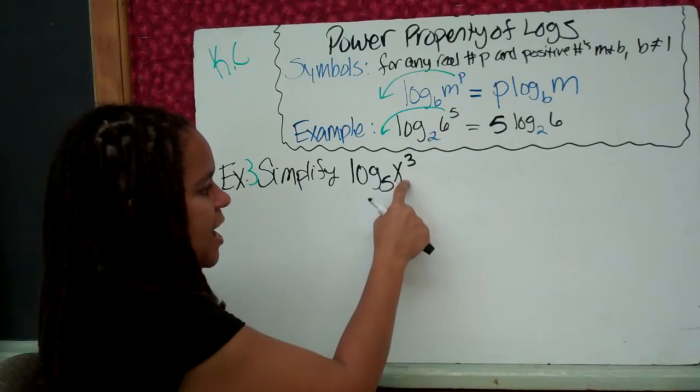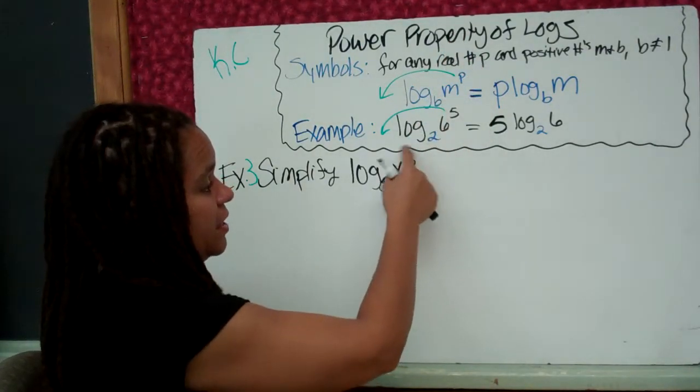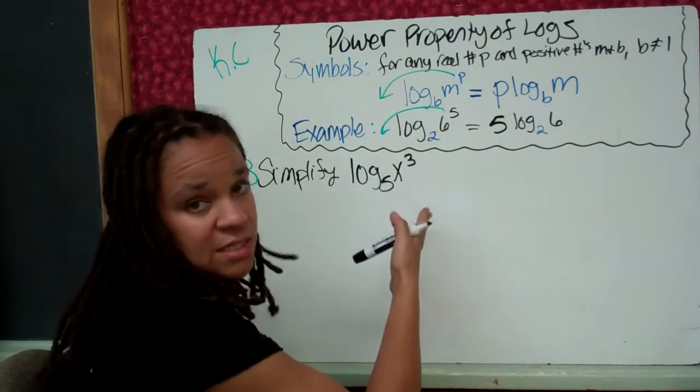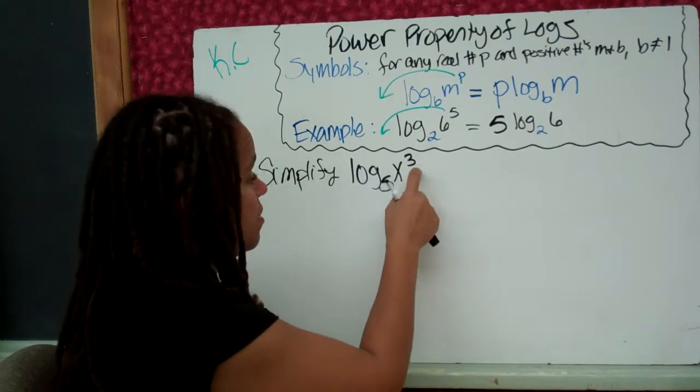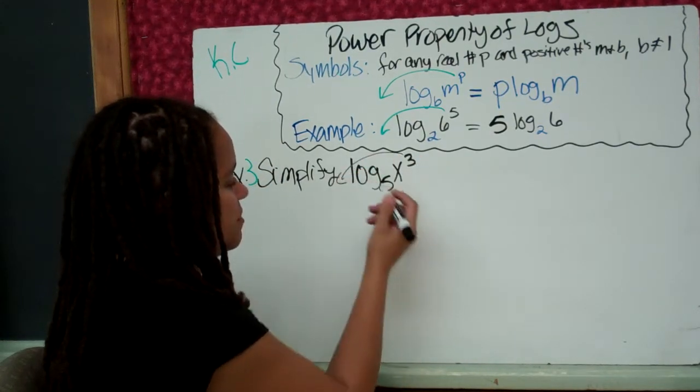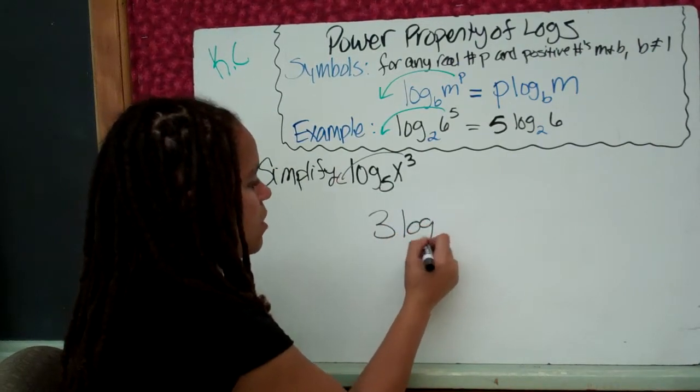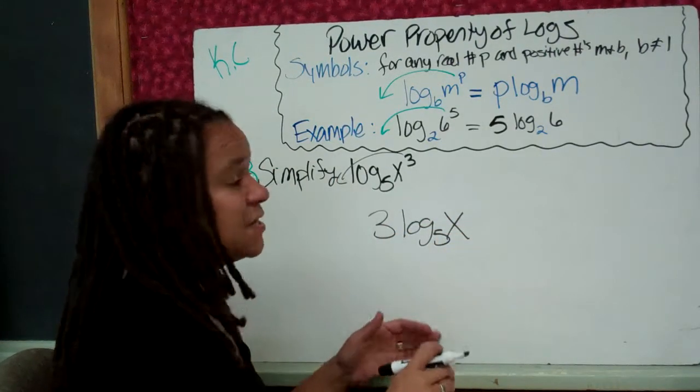Simplify log base 5 of x cubed. Because we're trying to solve for x, eventually we would use this later to solve for x, we want to get rid of that 3. So it just comes down in front: 3 log base 5 of x. And that's it for the power property.